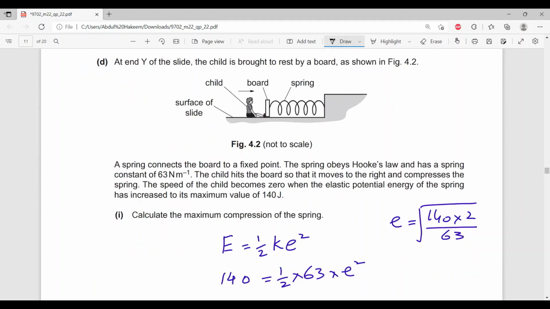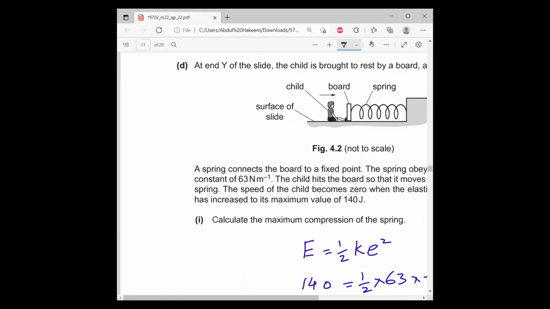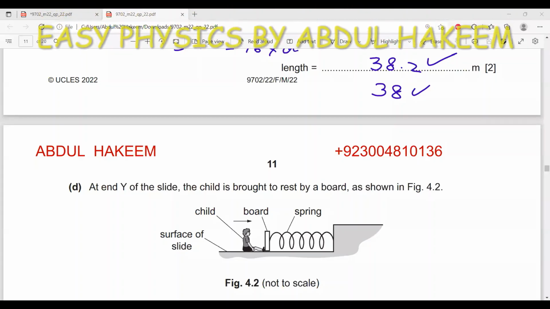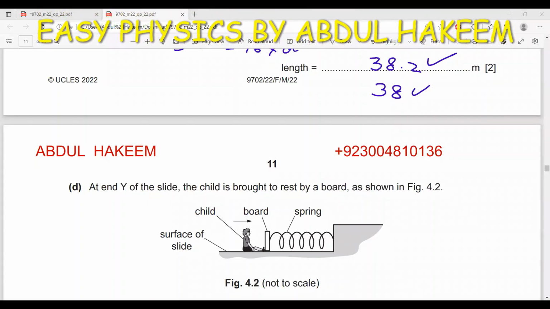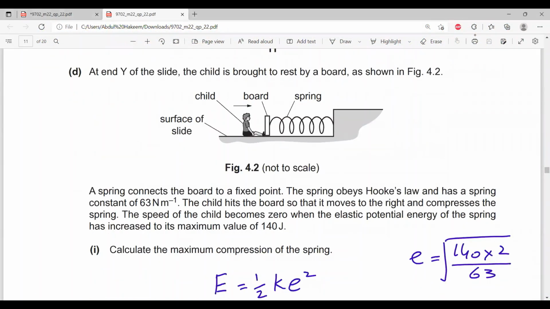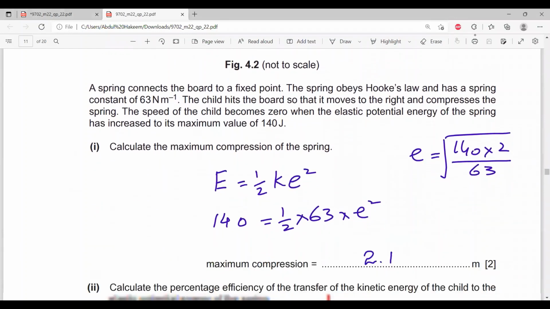Next, at the end Y of the slide, the child is brought to rest by a board. A spring connects the board to a fixed point. The spring obeys Hooke's law and has a spring constant of 63 newtons per meter. The child hits the board so that it moves to the right and compresses the spring. The speed of the child becomes 0 when the elastic potential energy has increased to its maximum value of 140. Calculate the maximum compression of the spring.